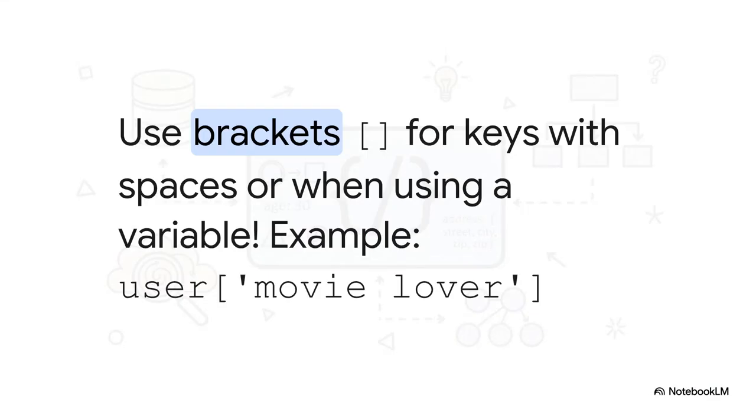Bracket notation to the rescue. By wrapping the key in quotes inside square brackets, you can handle pretty much anything. Spaces, special characters, you name it. And even cooler, this is how you can use a variable to dynamically look up a property. It's an incredibly powerful and flexible tool to have in your back pocket.